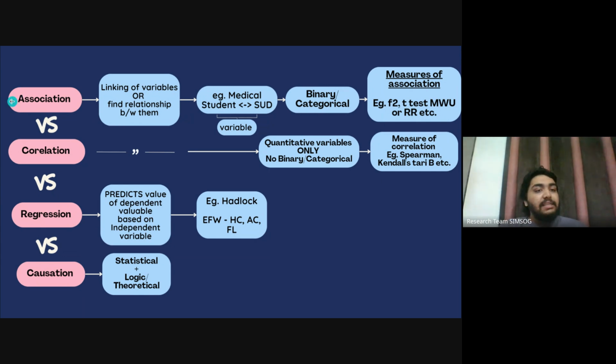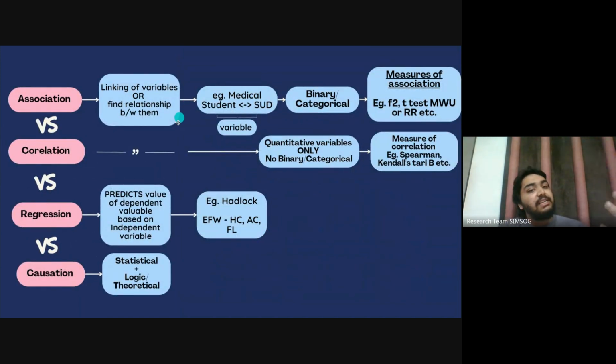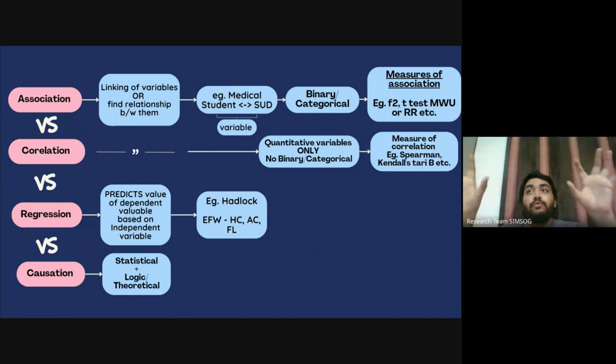But at the same time we have something related to association which we call correlation. It is also related to linking of variables or finding relationship between them, whether they are related not merely by chance, and whether two variables are related or not. But the only catch here is that correlation can be done only for quantitative variables. You cannot find correlation when they are binary or categorical variables.